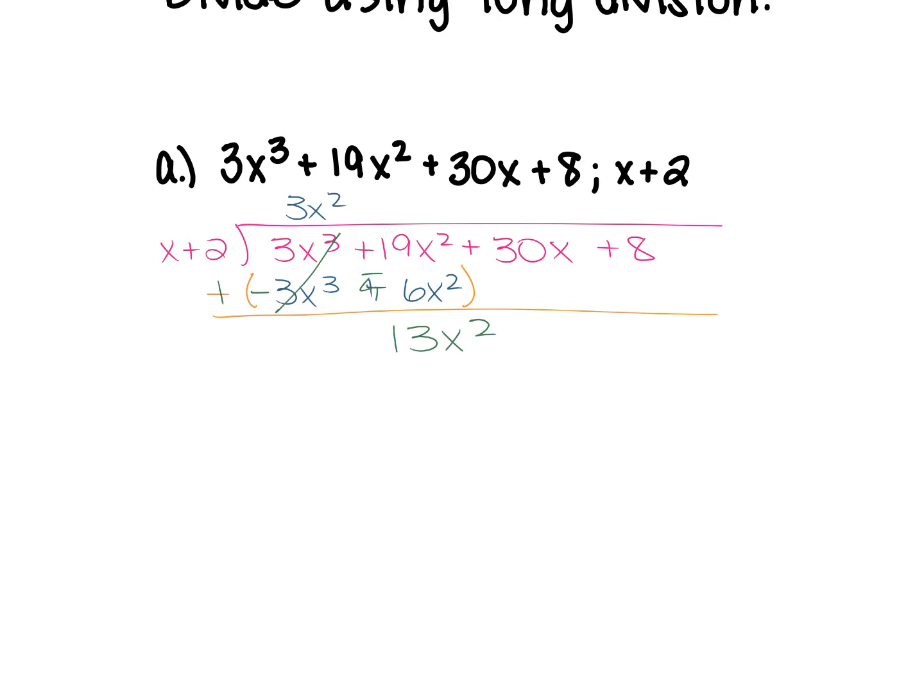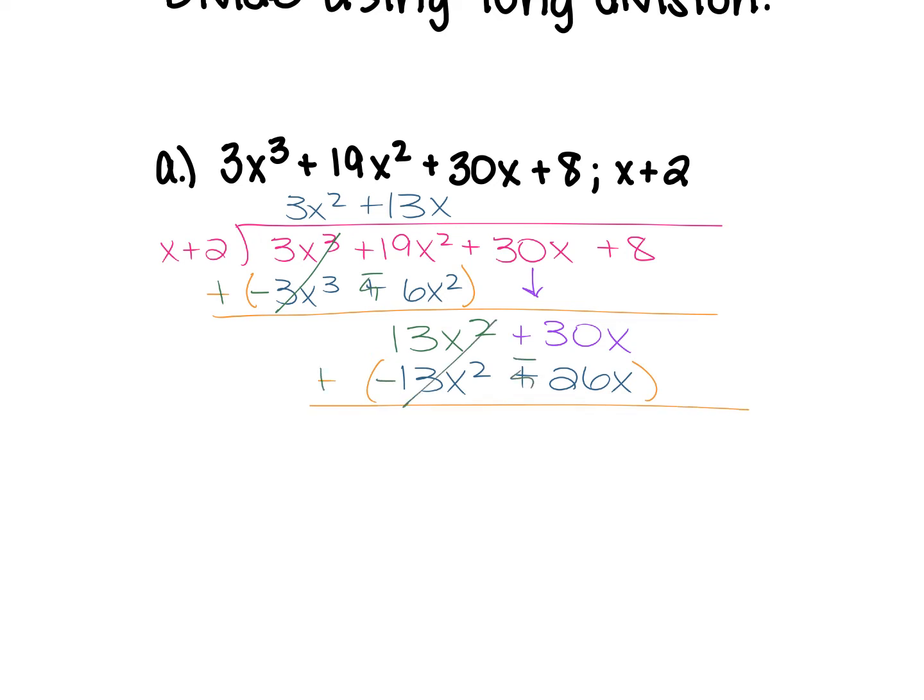It's 13x squared. From here, we are going to drop down that 30x, so that way we have two terms to work with. Ask yourself, x times what is 13x squared? That is 13x. So 13x times x is 13x squared. 13x times 2, 26x. Subtract these. Distribute your negative and add your opposites. 13x squared minus 13x squared cancels. 30x minus 26x is 4x.